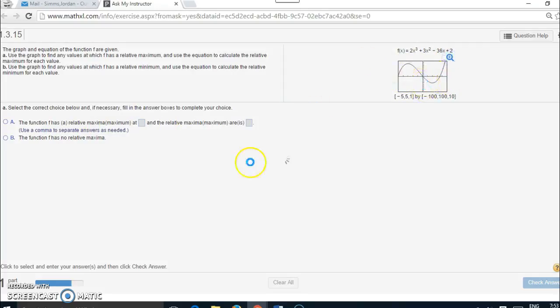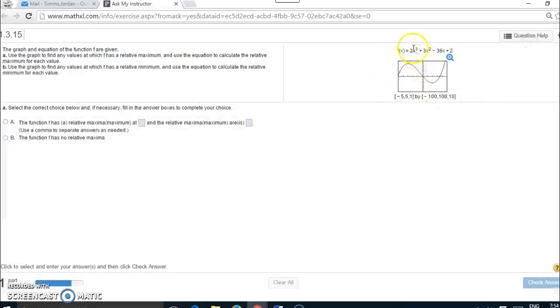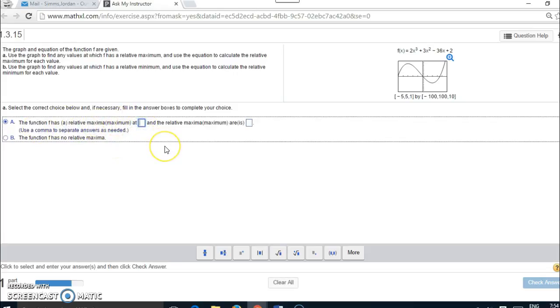Let's blow this up. Knowing what we now know, here's the maximum right here, and I would say that corresponds to -3. 0, there's -1, -2, -3. So let's say x equals -3, and now we'll use this function. We'll sub in -3 for x, and then we'll be able to figure out what that value is. So the relative maximum is located at -3. That's the x value. Now let's find the y value, or f of x, of that value.